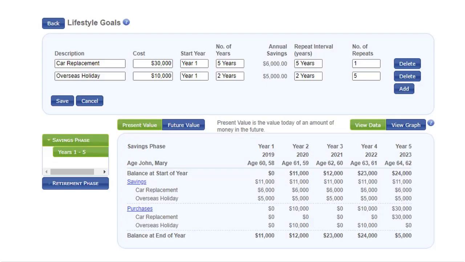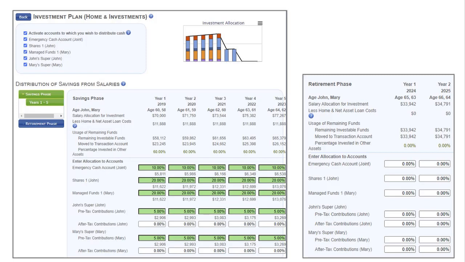John and Mary have set up a savings plan in lifestyle goals. They plan to save for a car replacement every 5 years and have an overseas holiday every 2nd year. In the investment plan, John and Mary intend to make personal pre-tax contributions to their superannuation, so these accounts must be ticked. The program automatically assigns the cost of the loan, which will be repaid in 5 years.